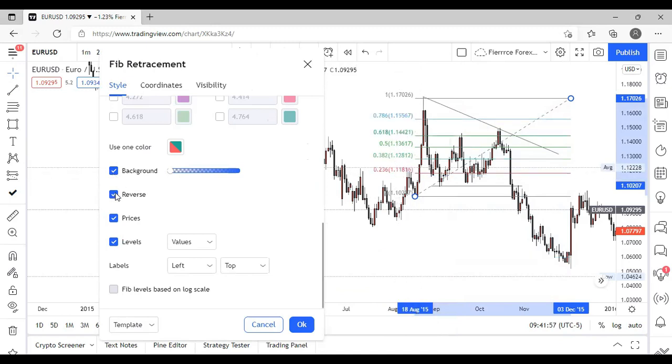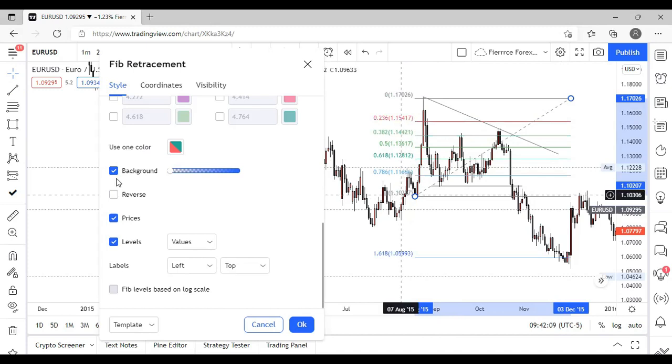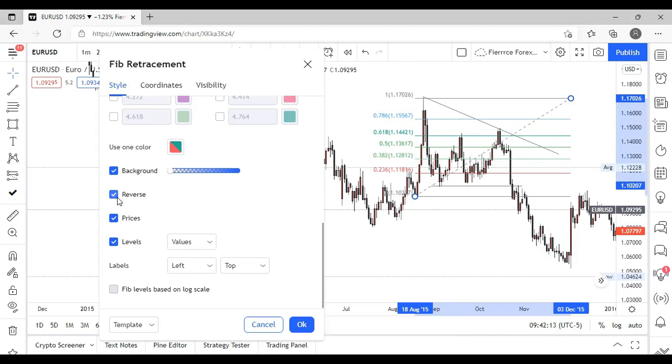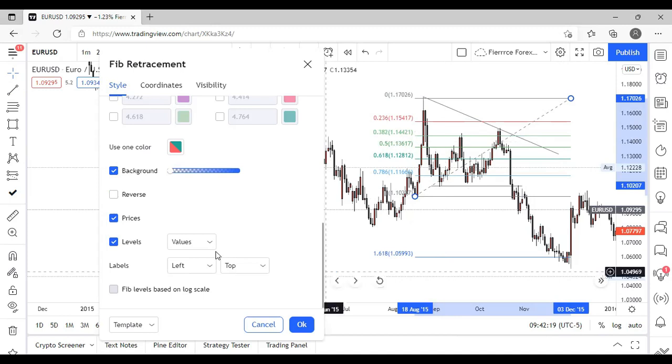If I want to do reverse fib, this is what I'm seeing. I can reverse it like that. I hope you see the difference. When I reverse, I don't reverse. Okay, so this is the default fib. You don't have to change anything. You can just change the background so maybe it's a bit clearer. You can use it as is, okay?